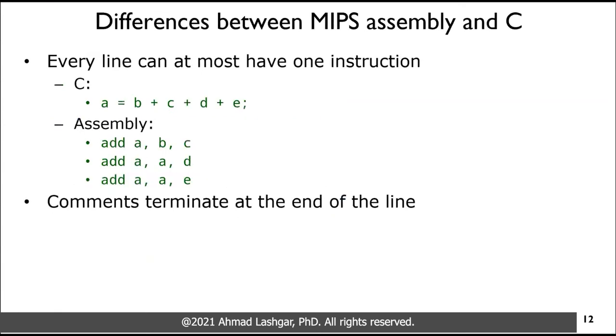In MIPS syntax, every line takes a maximum of 1 instruction. A line, or instruction, terminates with a newline character. For example, the given one-line C statement is translated to MIPS and ends up as 3 assembly instructions, hence 3 lines of code.